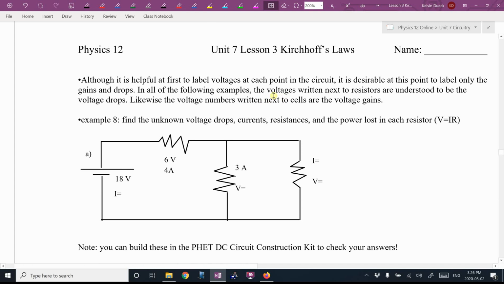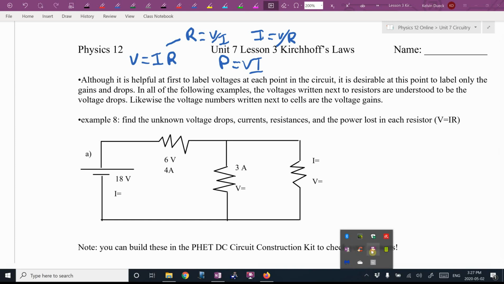So, although it's helpful at first to label the voltages at each point in the circuit, from now on, so that we don't clutter up our diagrams, we're only going to label the gains and the drops. We're going to label the chairlift. We're going to label the resistors. We'll remember that anything written next to a battery is a voltage gain. Anything written next to a resistor is a voltage loss. We don't need to put a negative in front of it. We just know it is. So we're going to use our two equations, V equals I times R and power equals V times I. Also remember that this means that R equals V over I, and it also means that I equals V over R. And we can now find or solve this circuit.